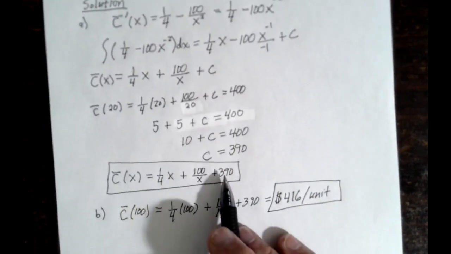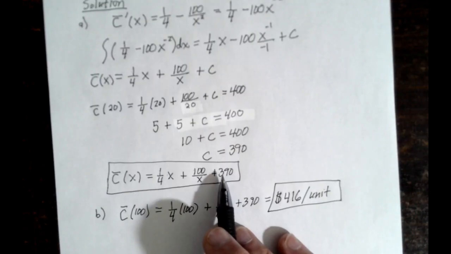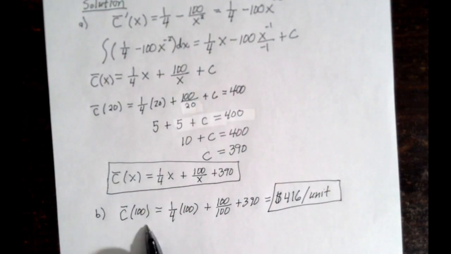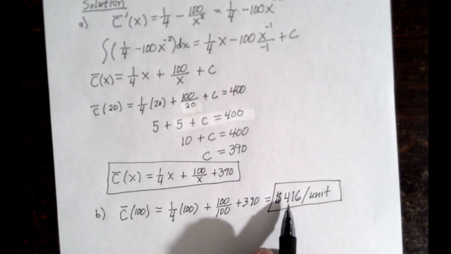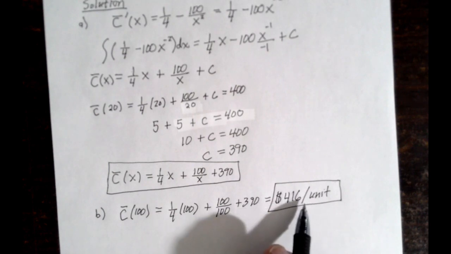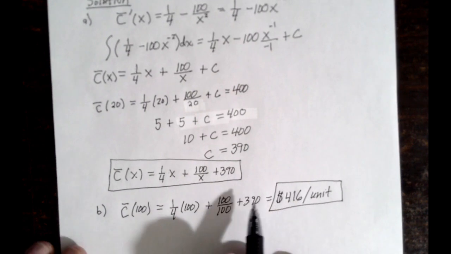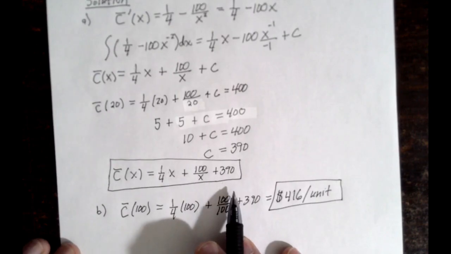So now you know the specific C bar function. And now you just plug in 100, and you see that you get an average cost per unit of $416 per unit when the 101st unit is being produced.